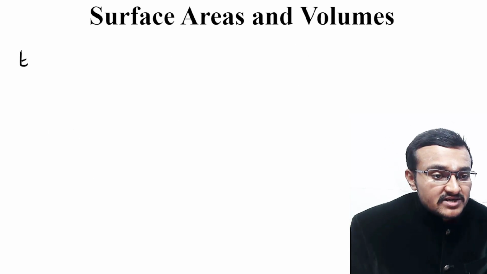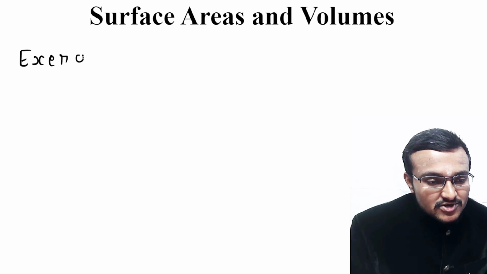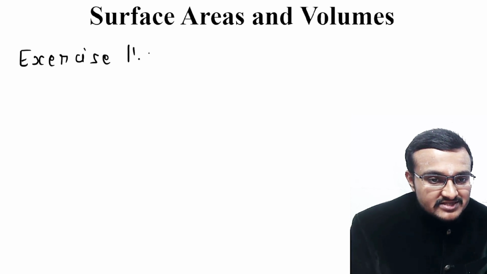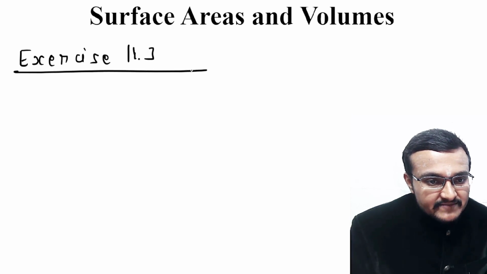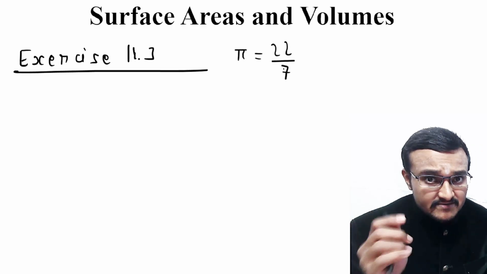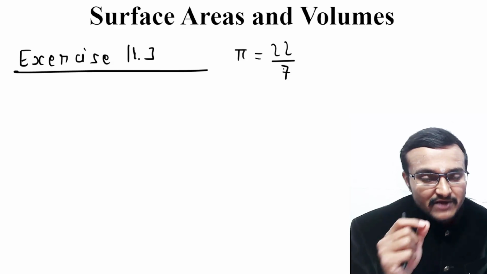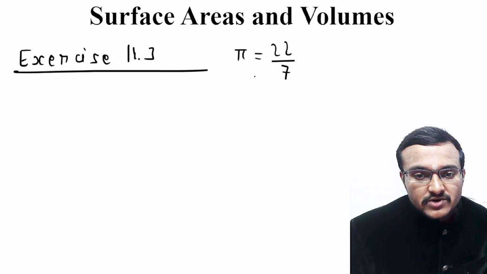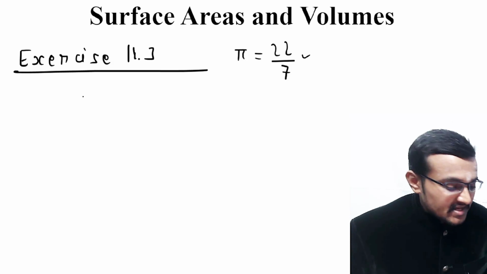So now we will move into the exercise question related to this concept. So now we will move into exercise 11.3. In exercise 11.3, you have to assume pi value as 22 by 7. Only if in the question they have mentioned pi value as 3.14, then only you have to take 3.14, or else you have to take pi value as 22 by 7.